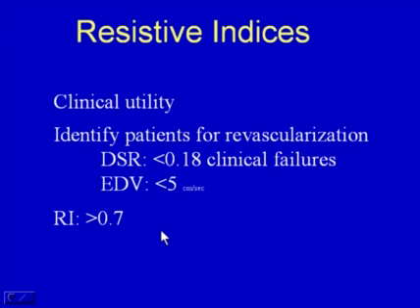The clinical utility: it helps identify those patients who might fare better with revascularization. If you have a DSR of less than 0.8, these patients do not fare well with intervention and generally are considered clinical failures. This also is apparent in those patients that have an end diastolic velocity of less than 5 centimeters a second or a resistive index of 0.7.